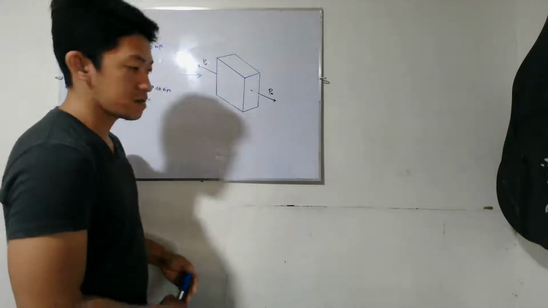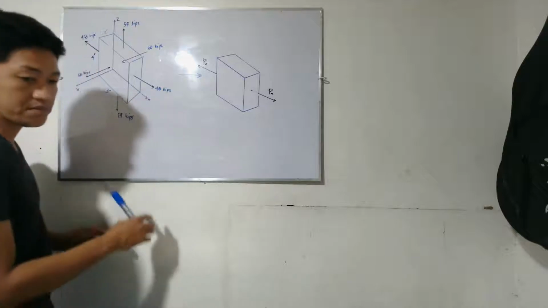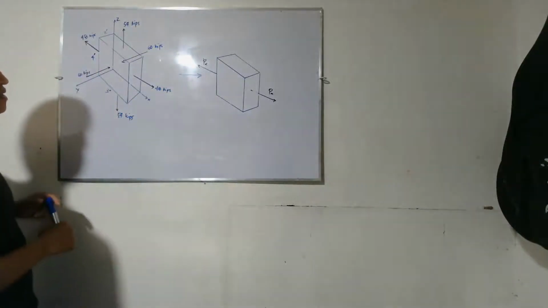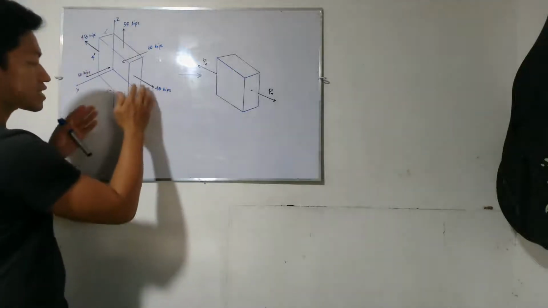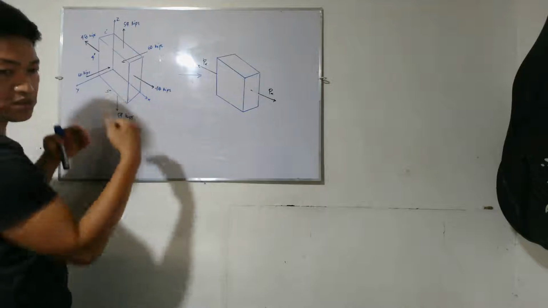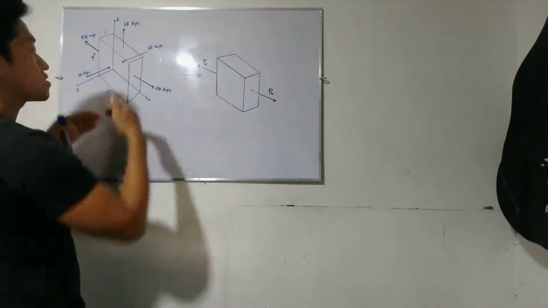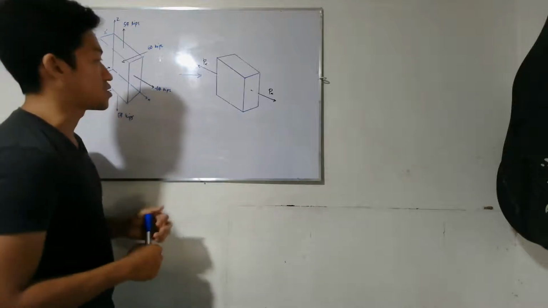Okay, so let's draw the diagram. We have this block, now subjected to a triaxial loading. You have 48 kips in the X direction, 60 kips compression in the Y direction, and 54 kips tension along the Z.